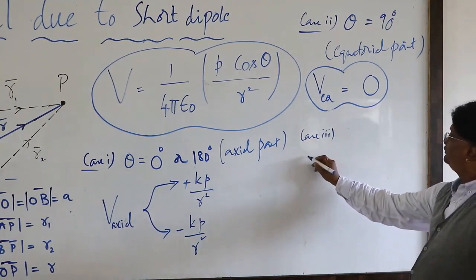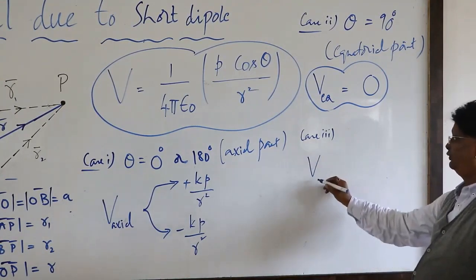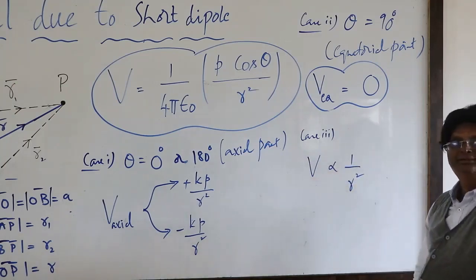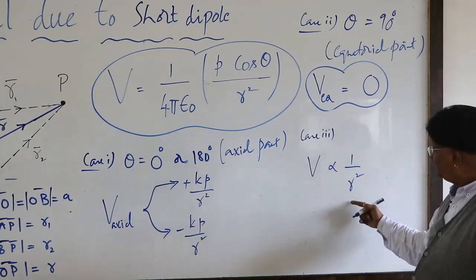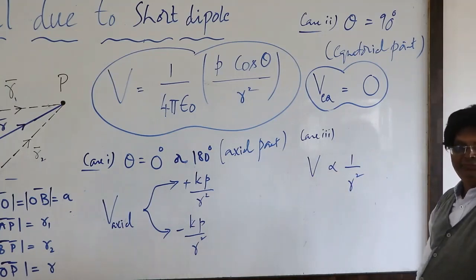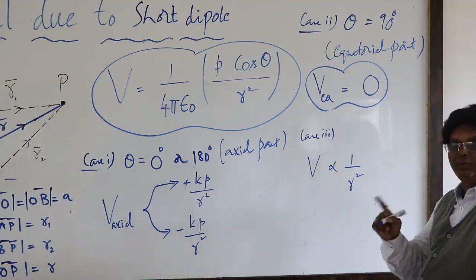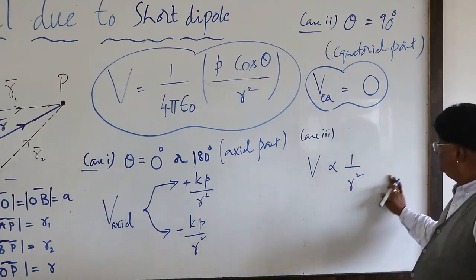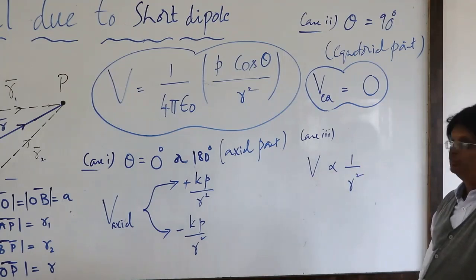And most important, in the case of a dipole, V is proportional to 1 upon r squared. In the case of a point charge, you got V proportional to 1 by r, whereas here you got V proportional to 1 by r squared. One more important result to be found.